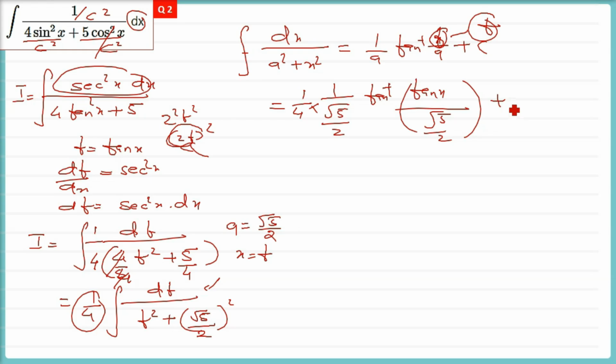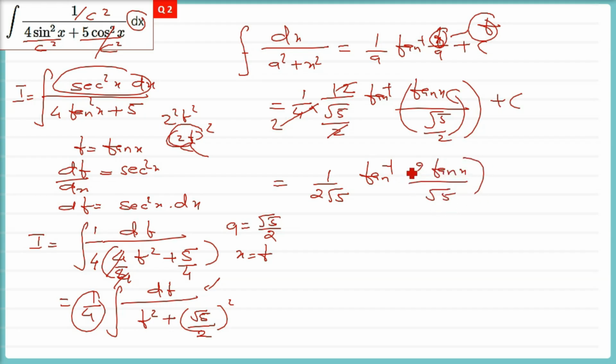2 tan x by root 5. Now let's resolve this. 2 goes up, 2 to the 4. So 1 by 2 under root 5, and this is tan inverse. This 2 goes up: 2 tan x divided by under root 5, and this is inside a bracket so that you show that it is tan inverse. This is the final result.